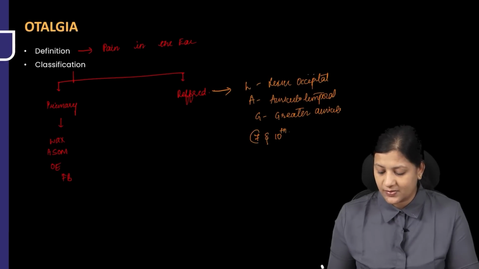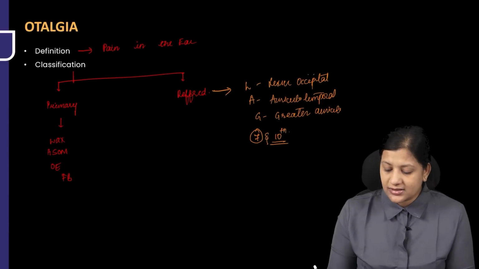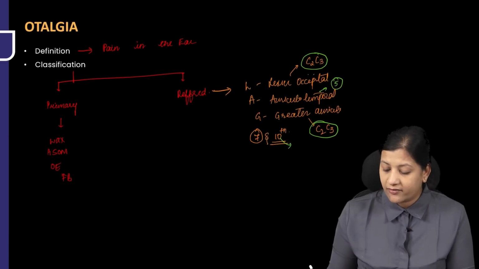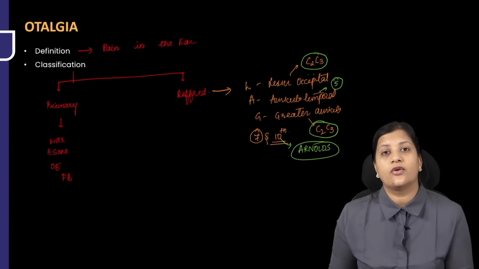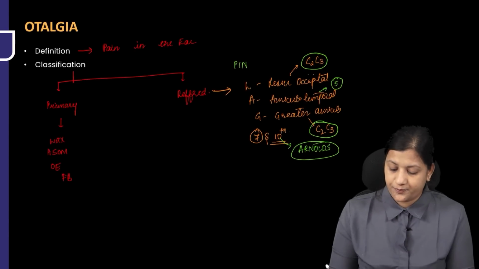The 7th nerve is basically a sensory nerve, and the 10th nerve also supplies the region of the concha and the retroauricular sulcus. Lesser occipital comes from C2, C3. Greater auricular also comes from C2 and C3. The auriculotemporal nerve is a branch of the trigeminal nerve, and the vagus nerve gives a branch called Arnold's nerve, which is the auricular branch of the vagus nerve. All these nerves supply the pinna.